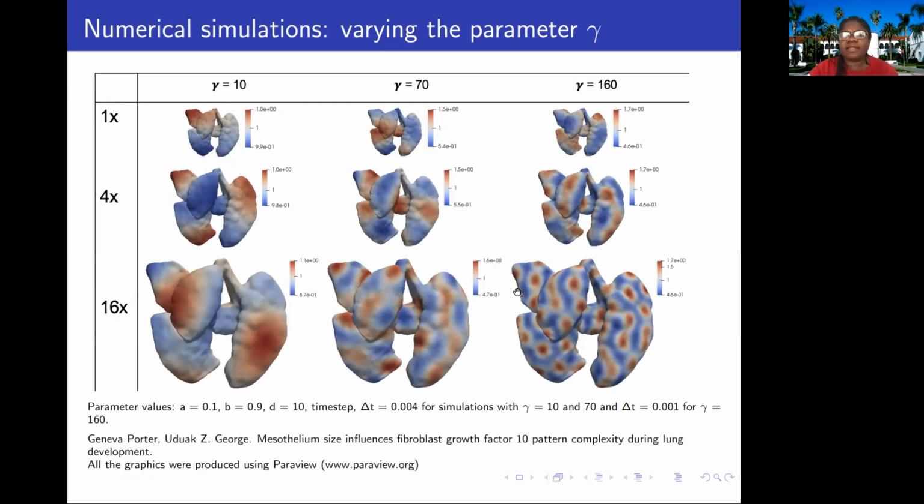Now, why is this important? We know FGF10 controls lung development.